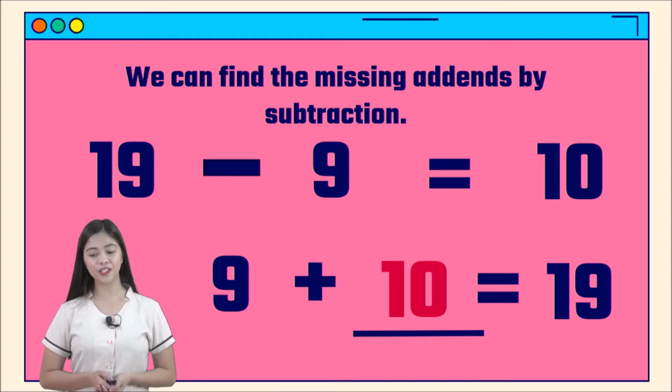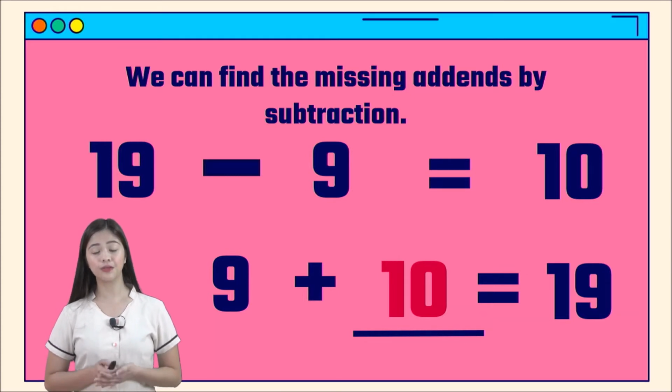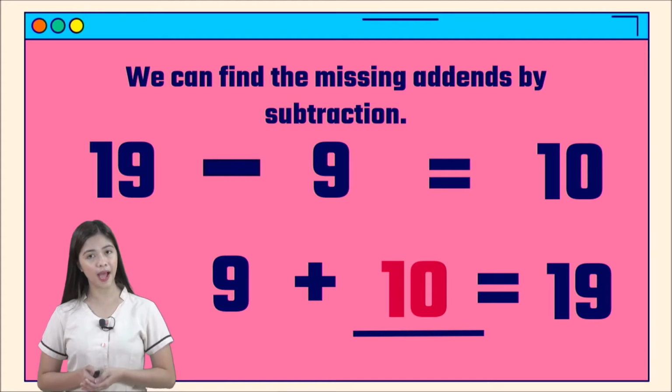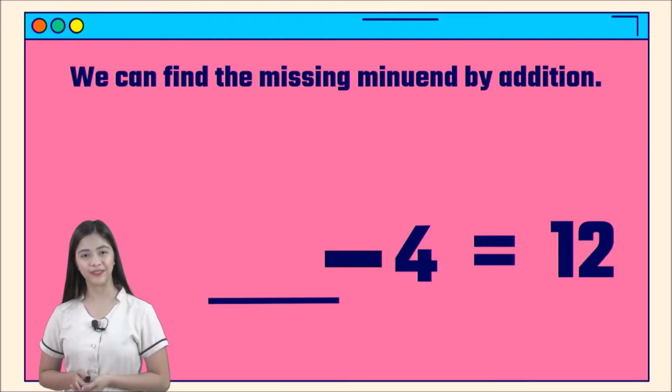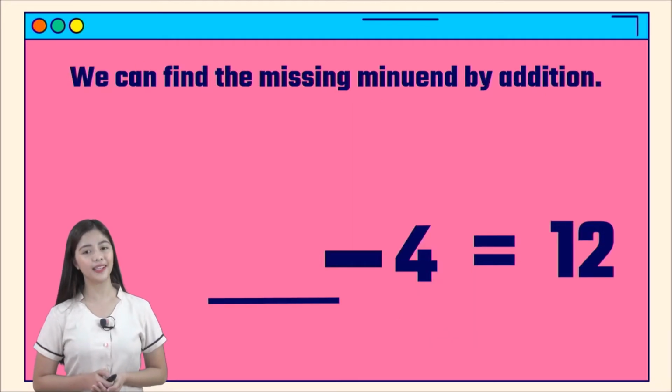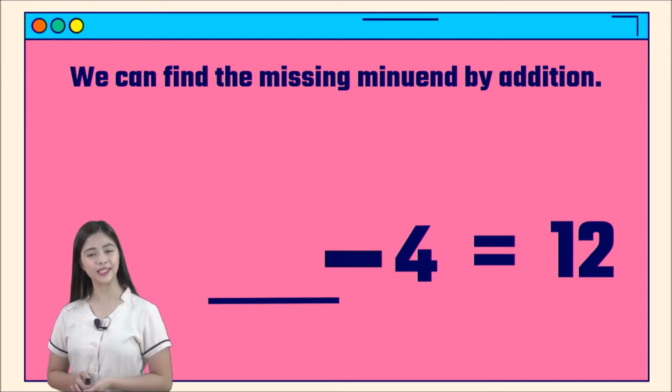So we can also find the missing minuend by means of addition.